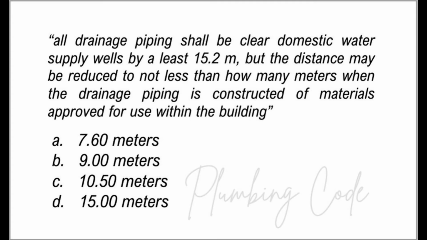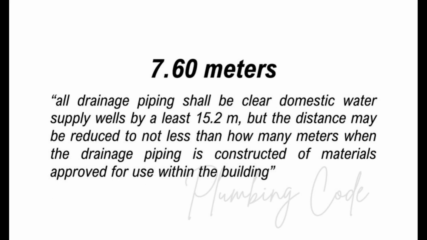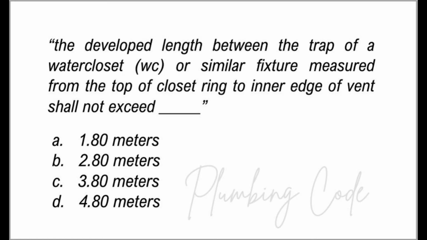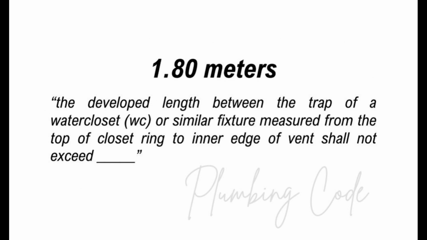All drainage piping shall clear domestic water supply wells by at least 15.2 meters, but the distance may be reduced to not less than how many meters when the drainage piping is constructed of materials approved for use within the building? 7.6 meters. 9 meters. 10.5 meters. 15 meters. The answer? 7.6 meters. The developed length between the trap of a water closet or similar fixture measured from the top of closet ring to inner edge of vent shall not exceed how many meters? 1.8 meters. 2.8 meters. 3.8 meters. 4.8 meters. The answer? 1.8 meters.